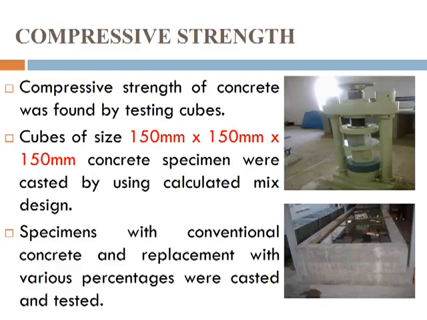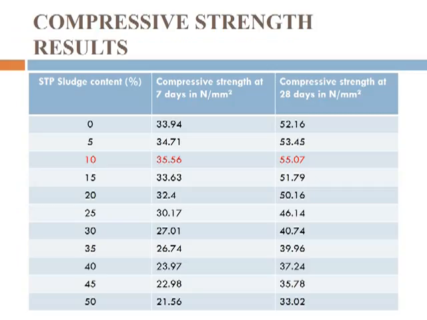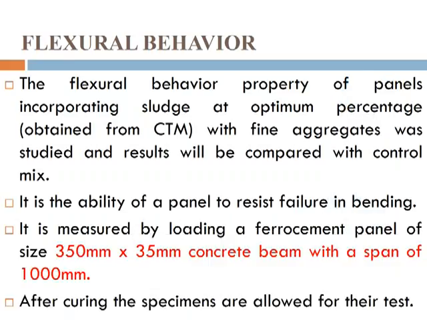I conducted the cube strength test with a cube size of 150 by 150 by 150 mm. These are the values for the various cubes I have cast, and the results are shown in the slide for 7 days and 28 days. From these results, I can easily see that 10% replacement gives the highest value. So the flexural behavior of panels incorporating sludge is studied at the optimum percentage obtained from the CTM, that is 10% replacement. I have chosen the optimum value to cast the panel.